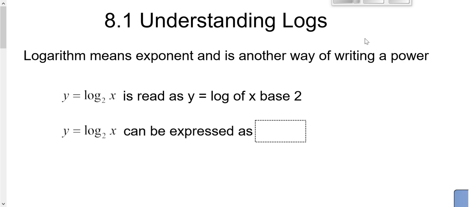We are now moving on to the second half of this unit, which is logarithm. You will see later on today how logarithm and exponents are related. So logarithm means exponent and is another way of writing a power.